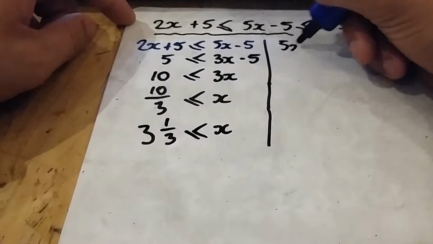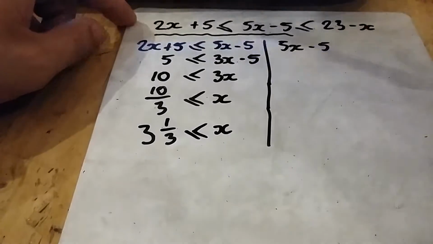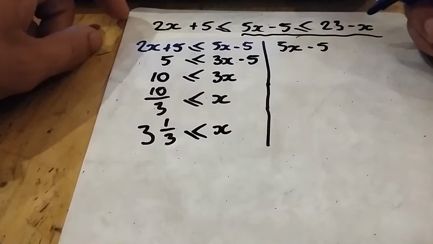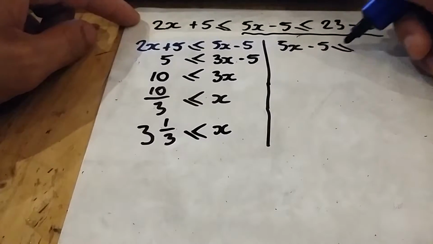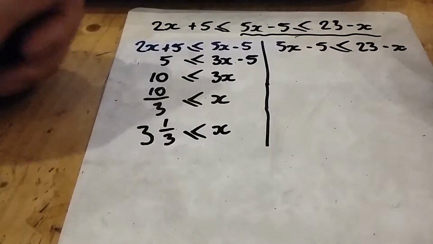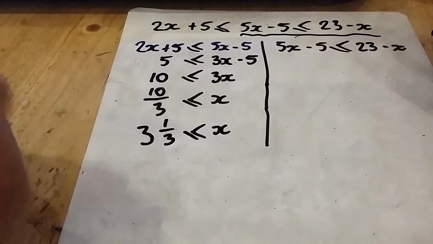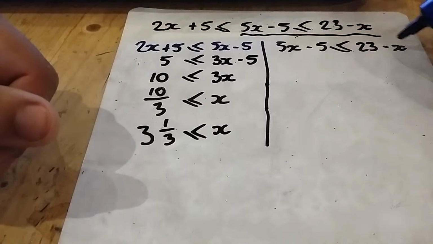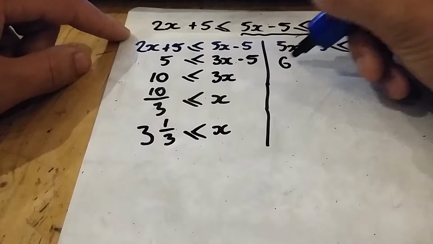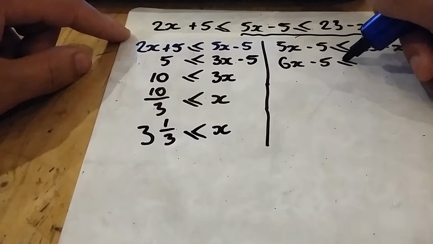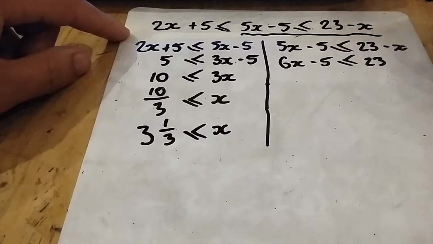Now on to our second part. So now we're looking at this part here. 5x minus 5 is less than or equal to 23 minus x. Okay, so I want a positive number of x's on one side. So in order to do that, I can get rid of this negative x by adding 1x to both sides. So I end up with 6x minus 5 is less than or equal to 23.